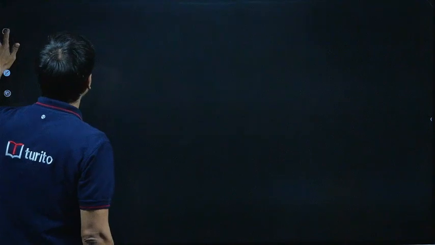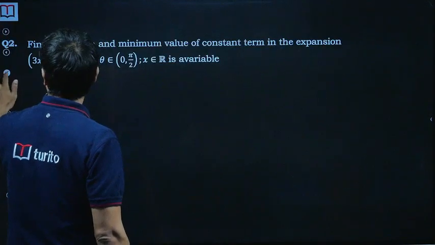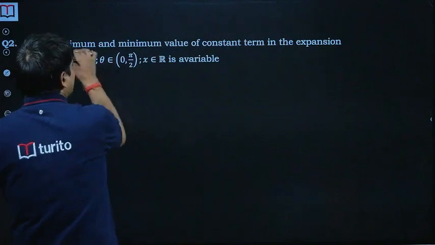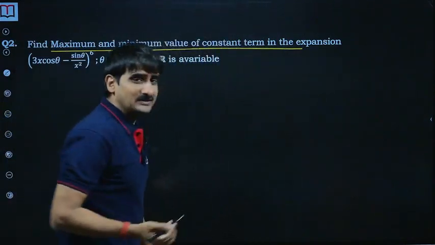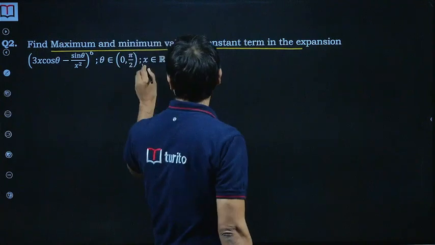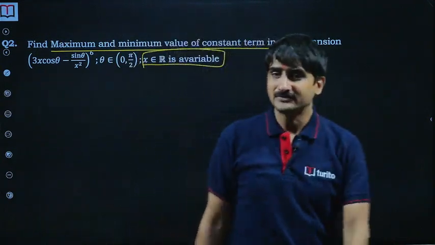There can be several other types, like I think I framed a few more here. Yeah, find the maximum and minimum value of the constant term in the expansion. So if we assume x to be a variable, so we are assuming here that x is a variable.